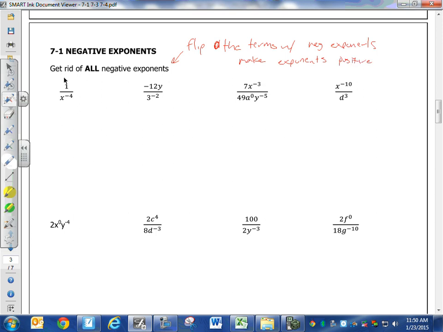One over x to the negative fourth. If I ask you to simplify it, pay attention. 1 over x to the negative fourth. What can that be simplified to be? This is x to the fourth.